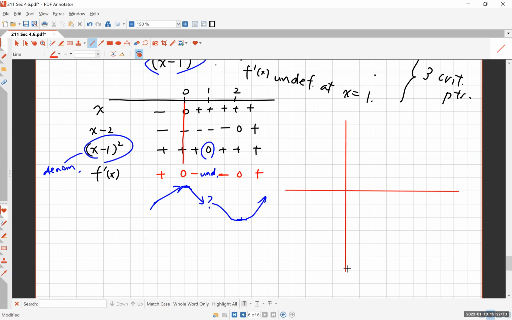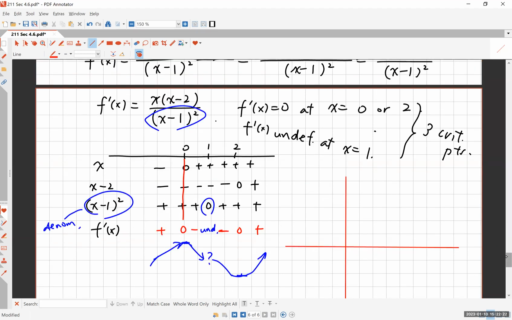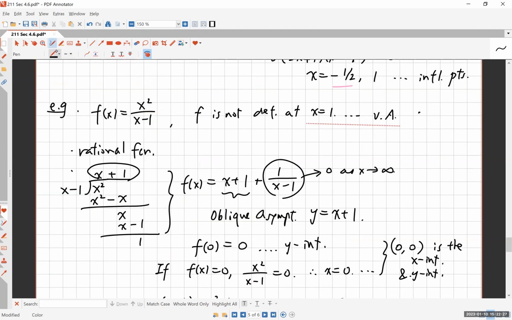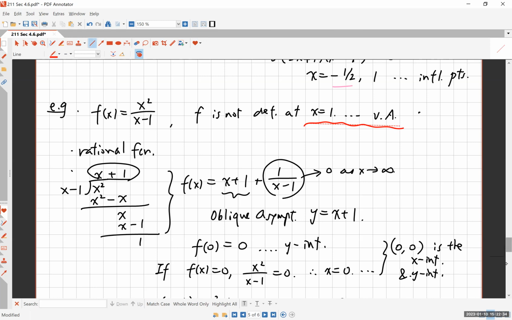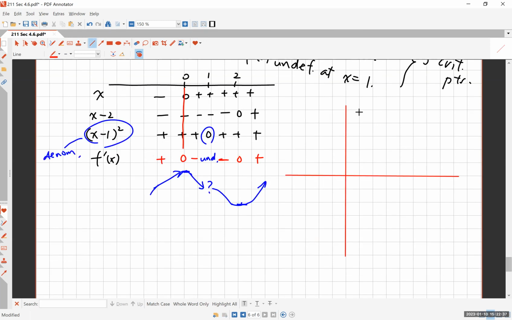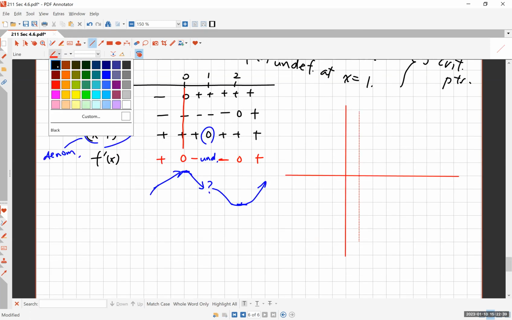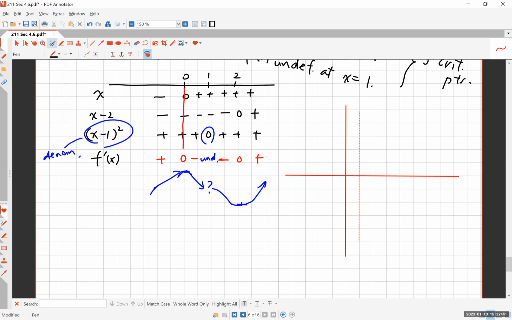All right, so I know I have a vertical asymptote somewhere, right? And in fact, I said the vertical asymptote happens when the denominator is 0, because that's when the function blows up to positive or negative infinity. So let's go ahead and mark that. When x is equal to 1, you have a vertical asymptote. And I am going to go ahead and write that. So vertical asymptote, x is equal to 1.